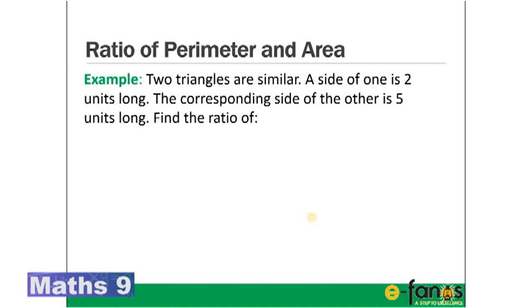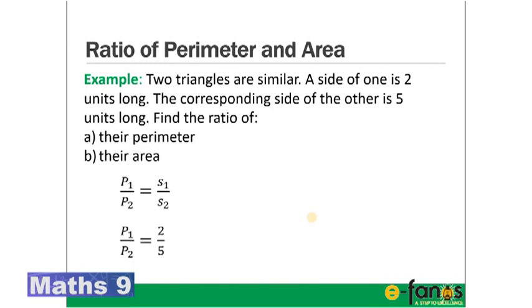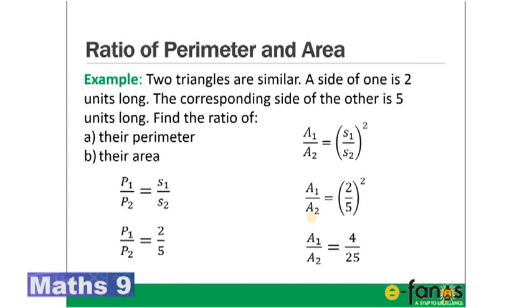Example: two triangles are similar. A side of one is 2 units long. The corresponding side of the other is 5 units long. Find the ratio of their perimeters and their areas. Well, P1 over P2 equals S1 over S2. So P1 over P2 is 2/5. The ratio of their perimeters is 2/5. And A1 over A2 is S1 over S2 squared. So A1 over A2 is 2/5 squared. So the ratio of their areas is 4 over 25.